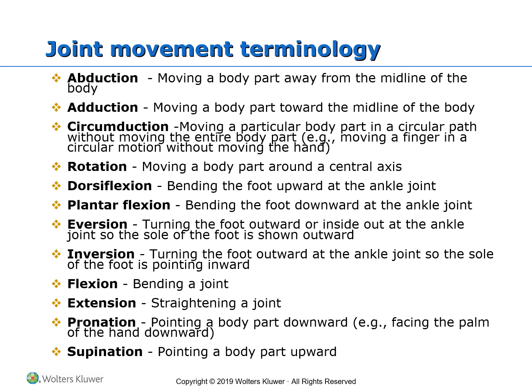A lot of our joints will allow for flexion, which is complete bending of that joint. The two elements of that joint will bend and flex together, and extension is straightening of that joint. Pronation and supination are two opposite movements. I was explaining to you that supination is pointing a body part upward, like turning your palms up, facing the palm upward, like holding a bowl of soup, and pronation is pointing that body part downward.